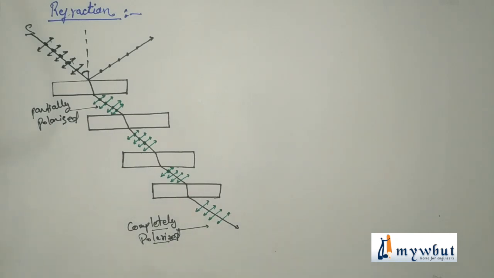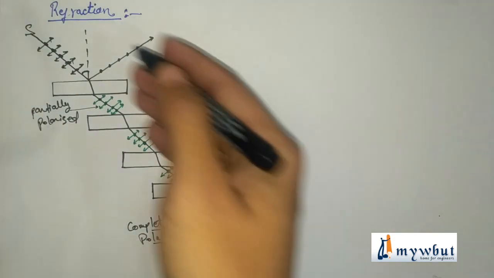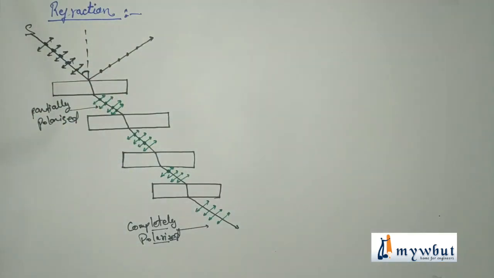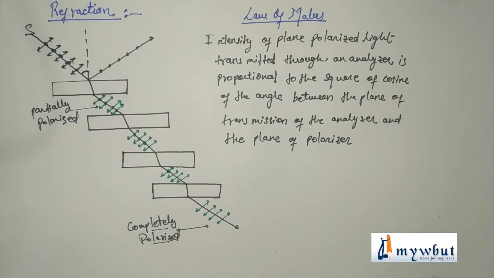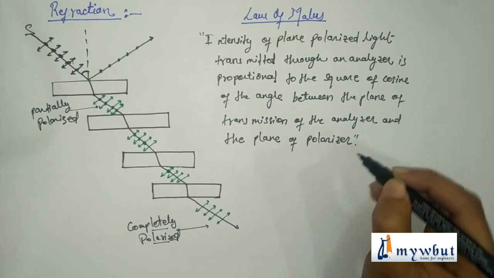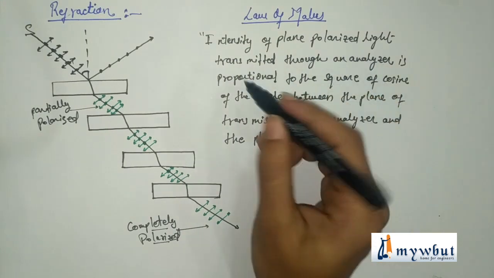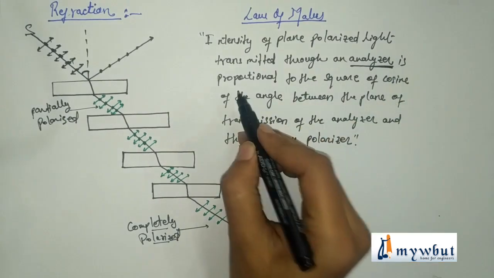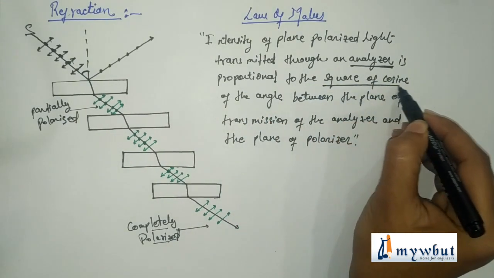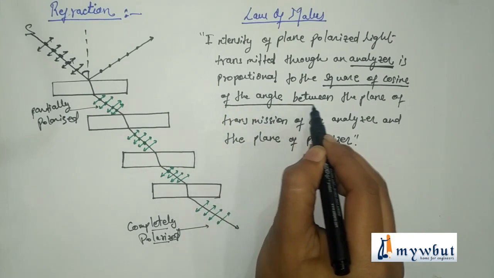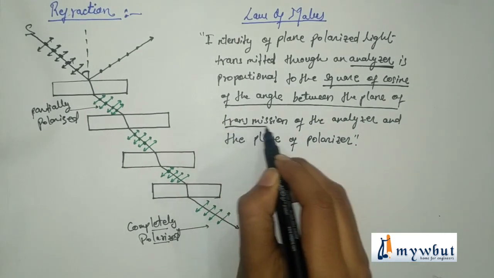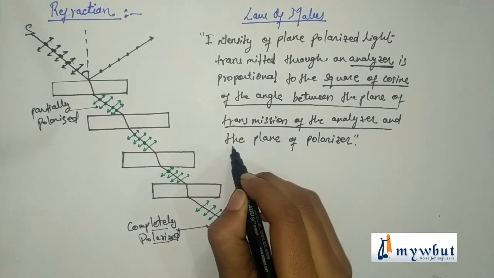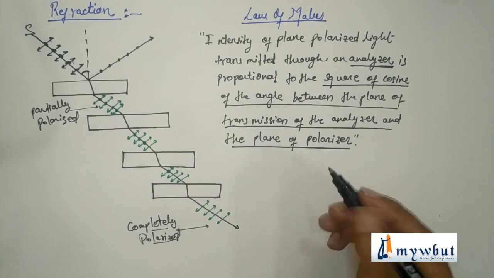After defining this process of polarization by refraction, we will be defining the law of Malus. So let us first define the law of Malus. What it states is that the intensity of plane polarized light transmitted through an analyzer is proportional to the square of the cosine of the angle between the plane of transmission of the analyzer and the plane of the polarizer. So what does this mean?